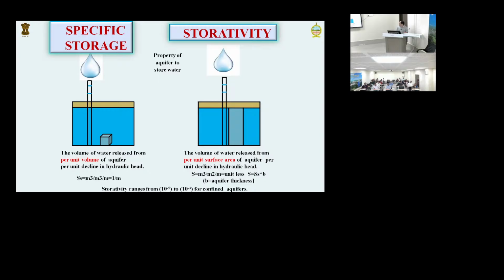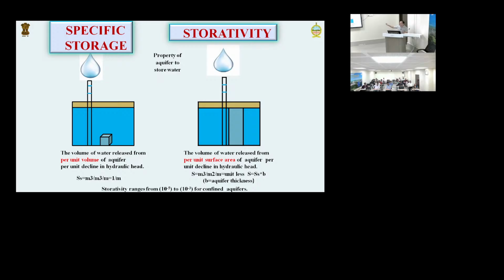And this is specific storage. Similarly, specific storage or storativity. Storativity is almost similar to specific yield. But technically, if we define specific storage, it is the volume of water released per unit volume of aquifer per unit decline in hydraulic head. And storativity we can define as the volume of water released per unit surface of aquifer, this entire aquifer, per unit decline in its hydraulic head.